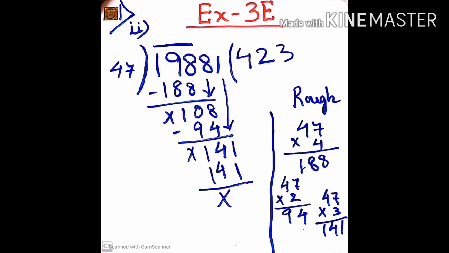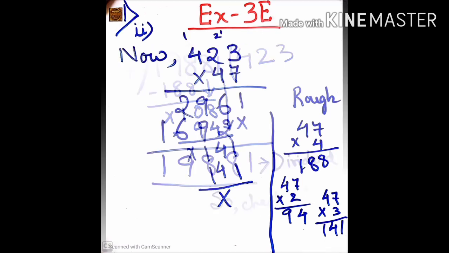So we are multiplying 47 with 2. We are getting 94. So 108 minus 94, remainder is 14. Bring down 1. So 141. Now 47 into 3 is 141. Now we have to check. We have to check our division if we have done it correctly or not.